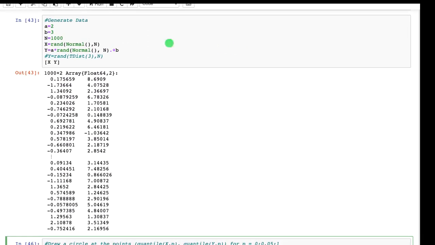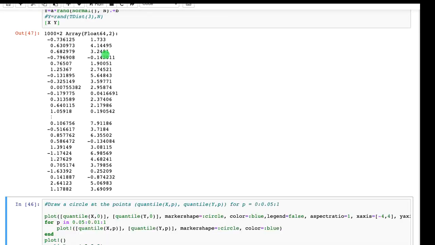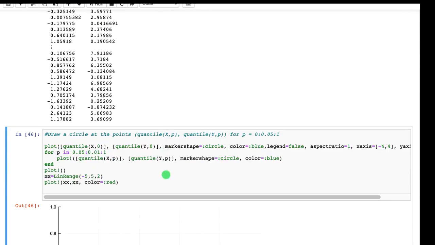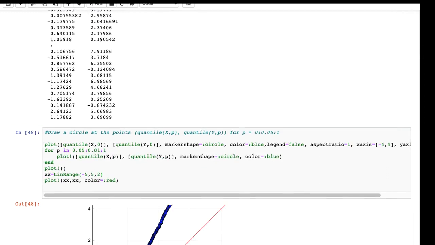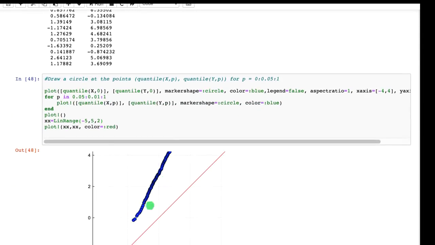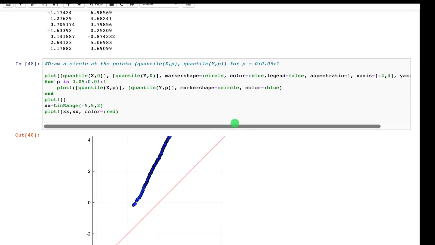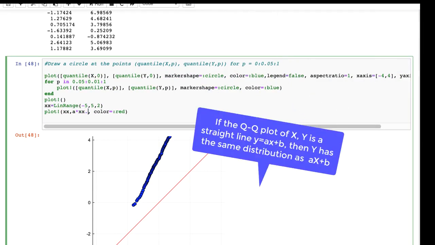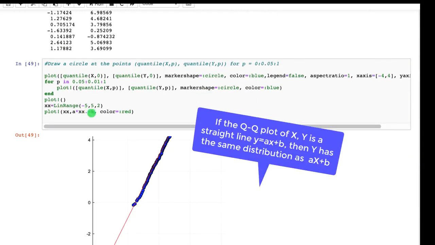Let's illustrate this here. Here we have a equal to 2 and b equal to 3. We draw 1,000 points from the normal distribution, and we also draw 1,000 points from a times the normal distribution plus b. Now again we draw a quantile plot, and we get a line, but it's not the line y equals x. However, it is on the line 2 times x plus 3, as you can see.